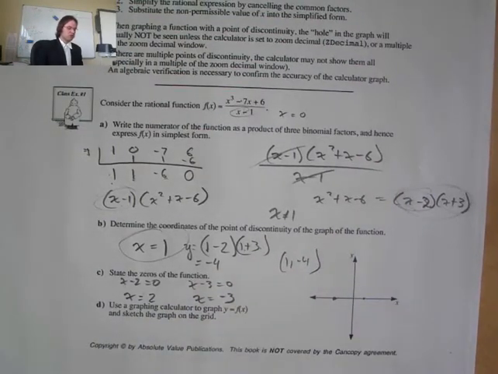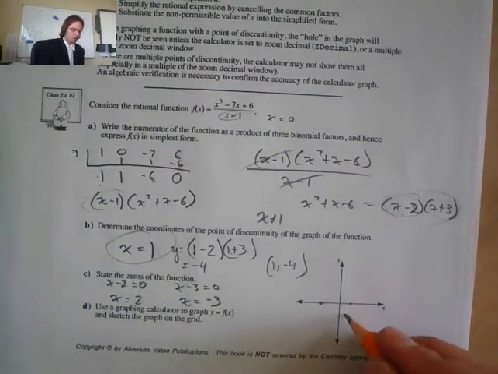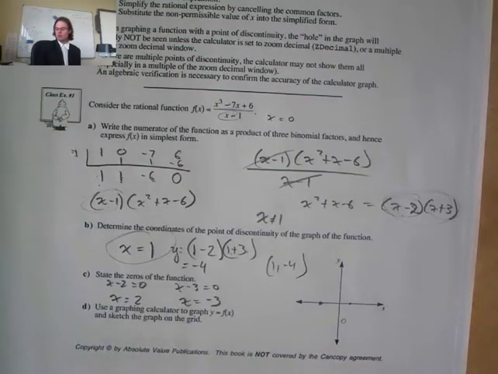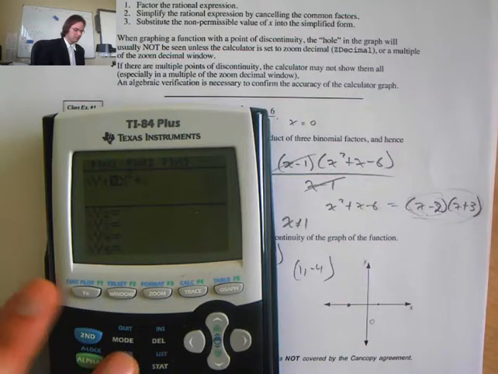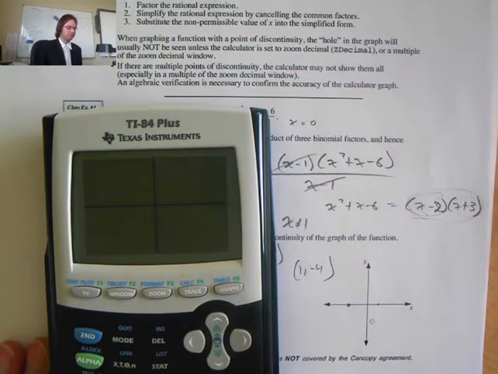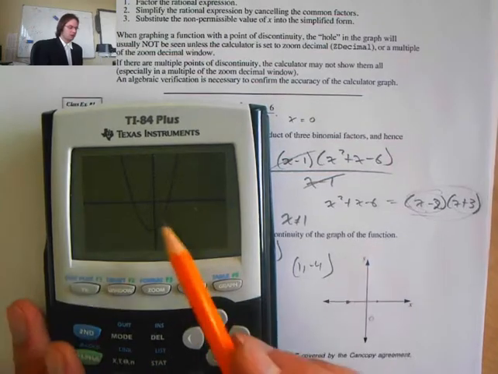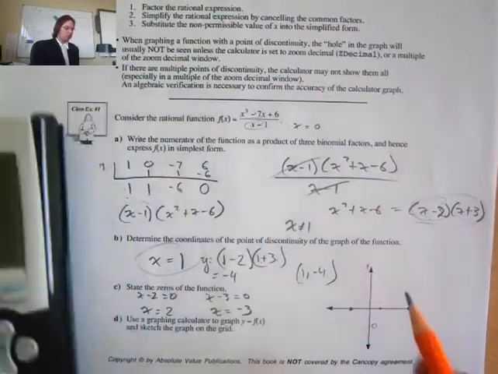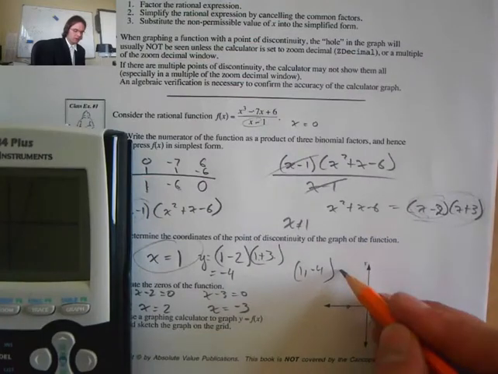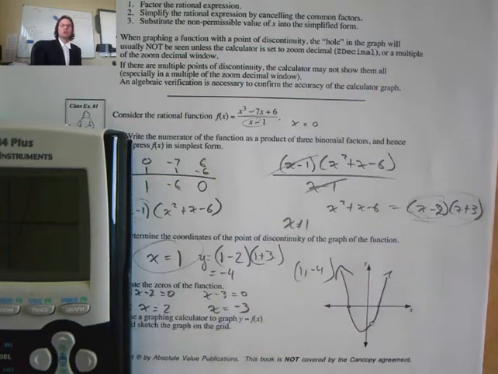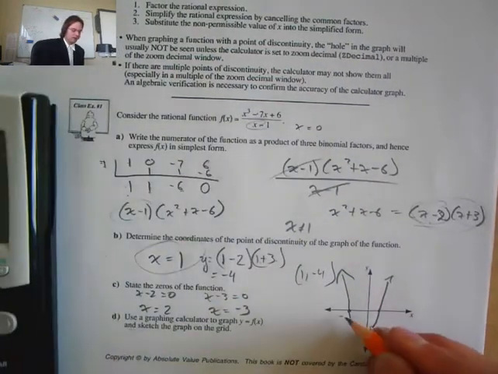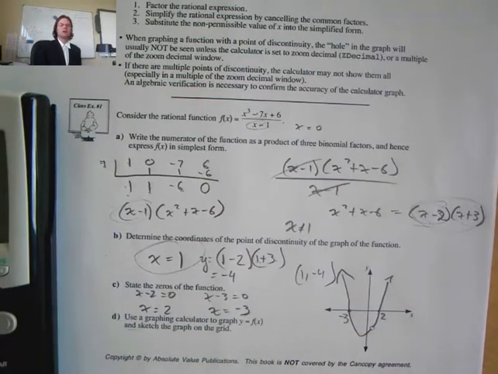Okay? Now, use a graphing calculator to graph it on the grid. So we know also at 1, negative 4, right there is going to be a point. So I'm going to put in x squared plus x minus 6, and we graph it. So there's my graph. But we know at 1, negative 4, my graph is going to look something like this, and we have our discontinuity there. And this is at negative 3, and this is at 2. Okay? And that's how we do that.